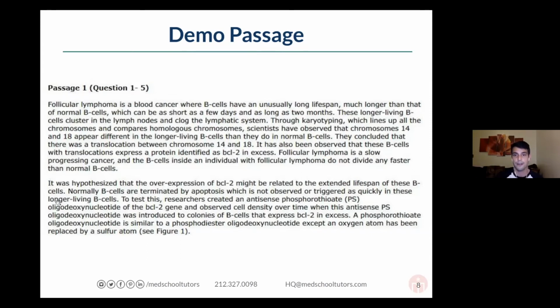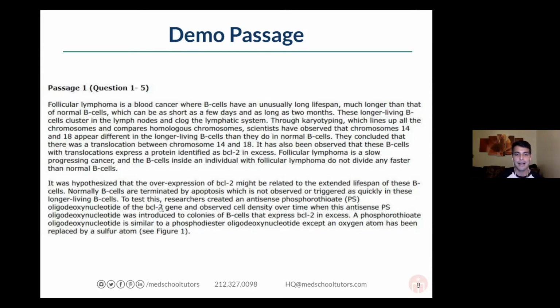That's interesting, right? To test this, researchers created an antisense, see, I'm not even gonna read that word, simplify the jargon, don't get lost in the sauce. So antisense PS ODN of the BCL2 gene. I just said ODN because I'm familiar with this term, but again, if this is a scary term to you, just see that it's a nucleotide and move on, right?